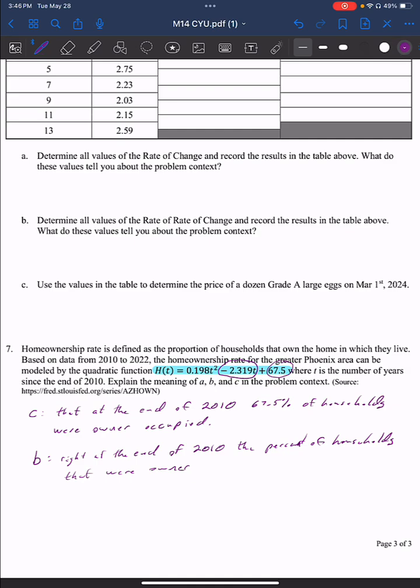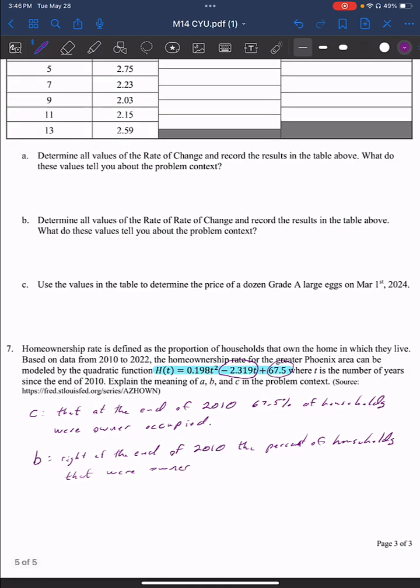So that means the percent of households that were owner occupied was decreasing by 2.319% per year. So there were 67.5 households that were owner occupied, 67.5% of the households were owner occupied, but that number was decreasing by 2.319% per year.